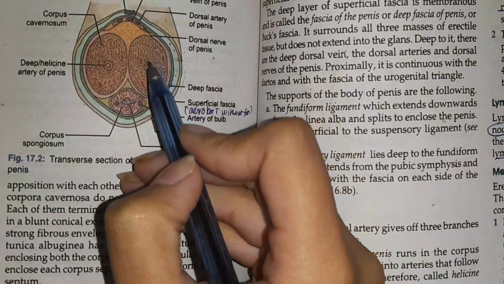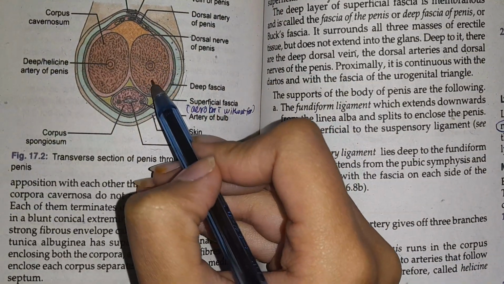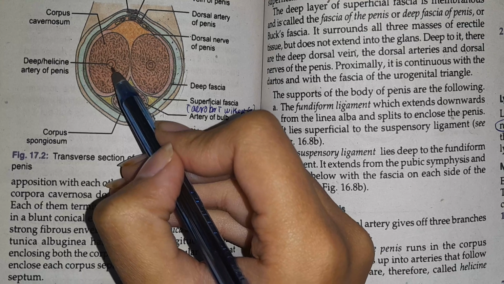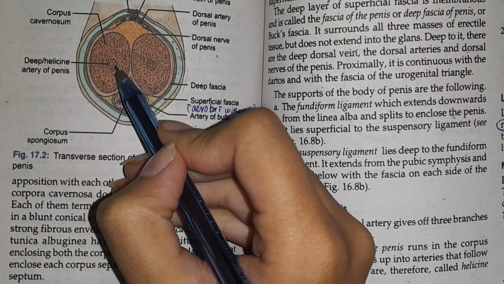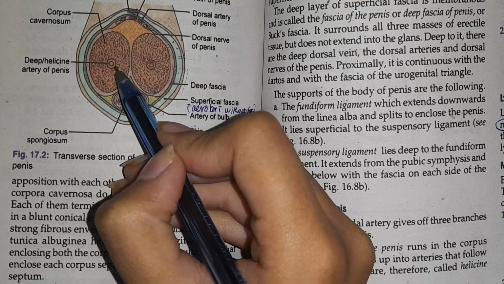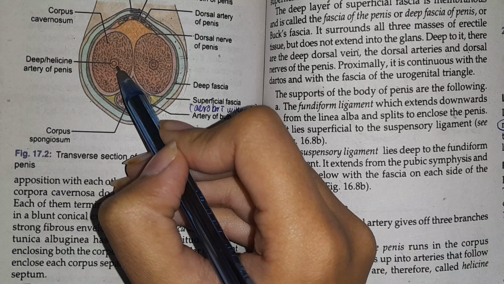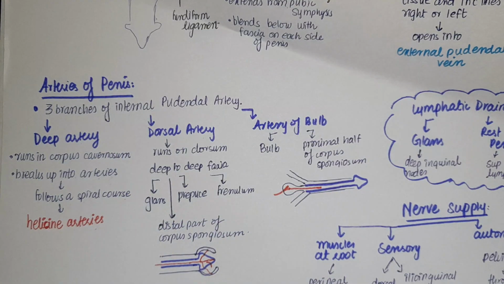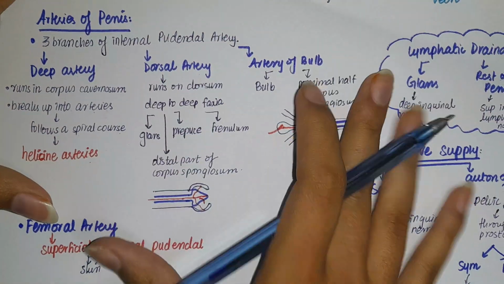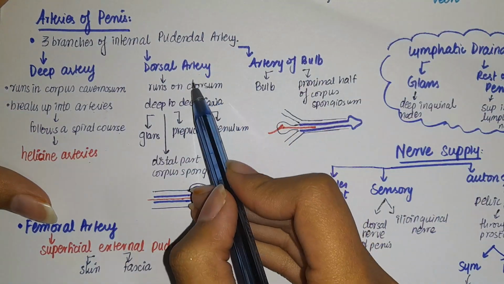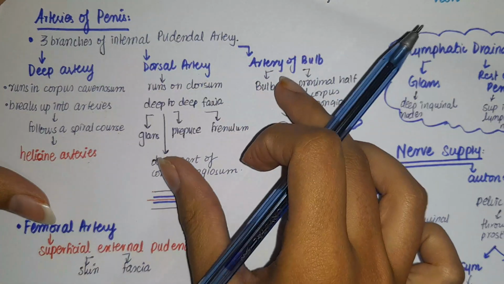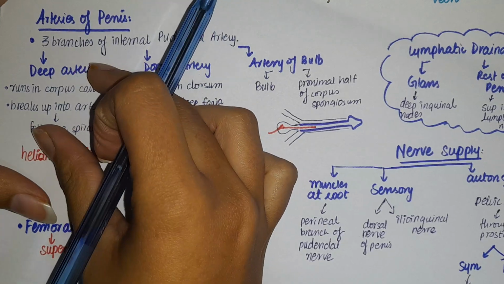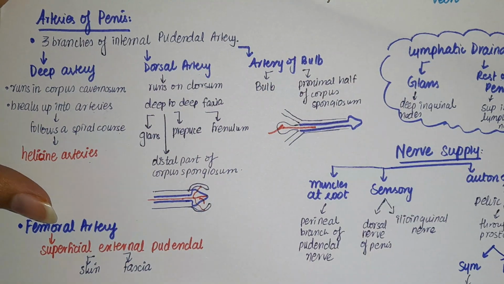So if this is the corpus cavernosum, in the corpus cavernosum we have the deep arteries. These deep arteries which are present in the corpus cavernosum have this helical course. That is why they are known as the helicine artery, as you can pronounce it. Sorry, the page got turned. Then we have the dorsal artery. Apart from the dorsal artery, let's focus first on the deep artery and the artery of the bulb.